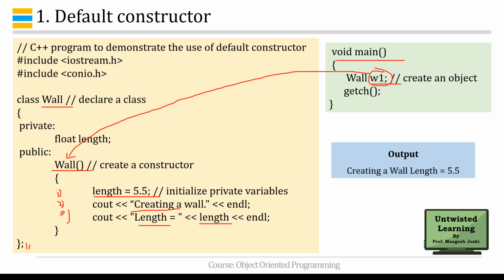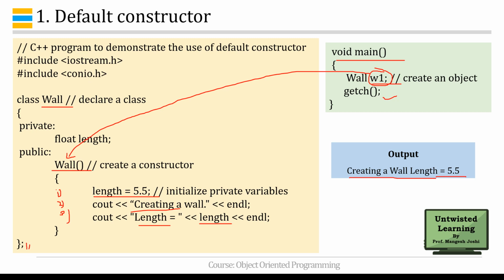As an output, you will get "creating a wall, length is equal to 5.5". And then finally it will do getch. So in this way the default constructor works. Basically, whenever you have to give some specific values, like initializing counters or assigning some specific length, in that case you will use a default constructor.